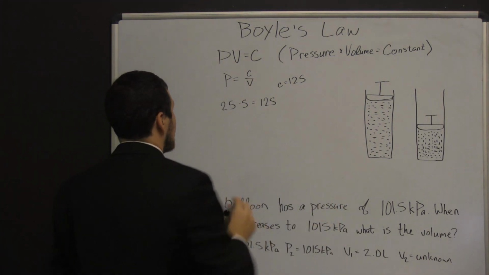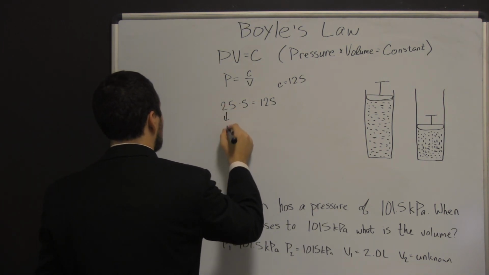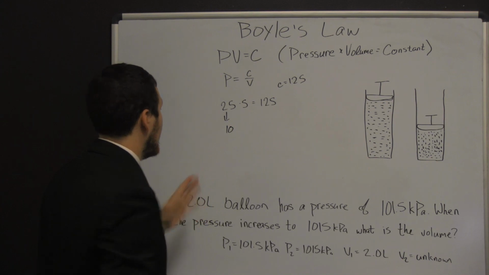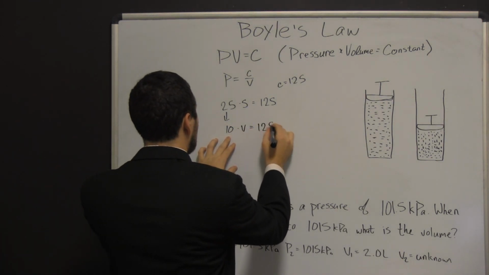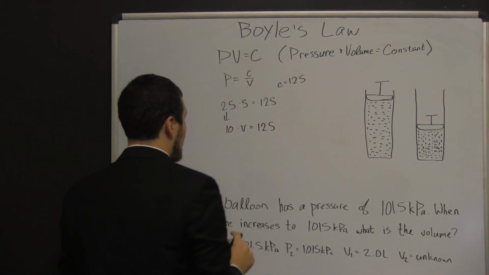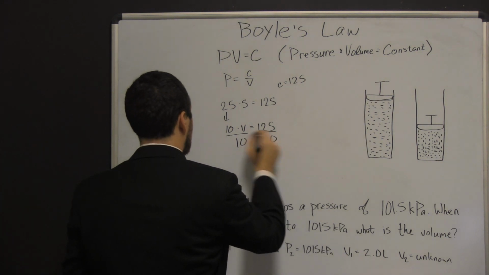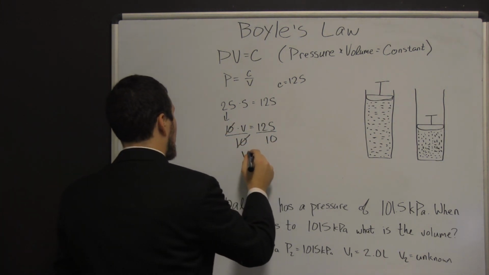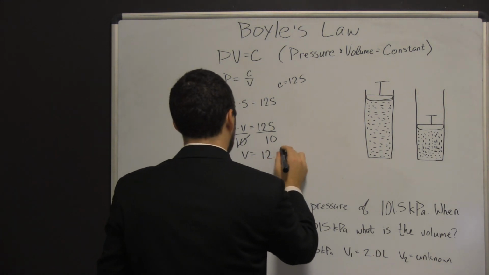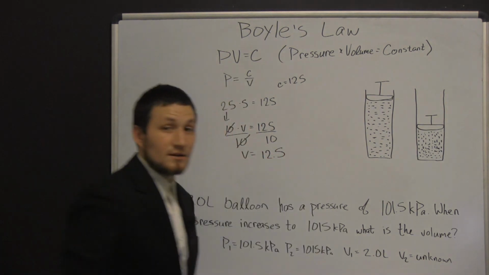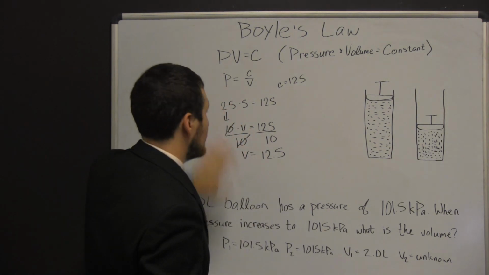So in this case, if our pressure drops to, say, 10, well, then we have 10 times our volume is equal, we know it's equal to 125. Now, if we use algebraic rules, we can divide both sides by 10, our 10s cancel, and we can figure out that our volume is equal to 12.5 liters instead of 5. So we see that increase in volume when our pressure decreased.